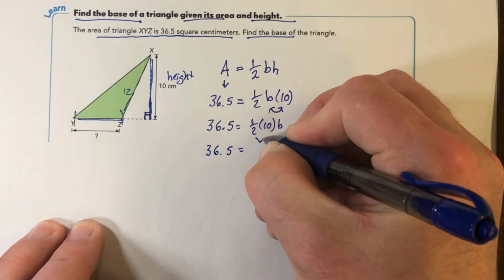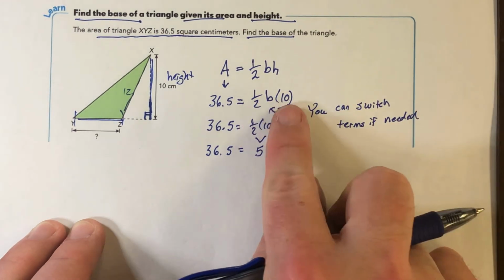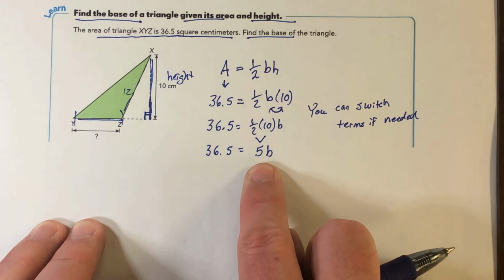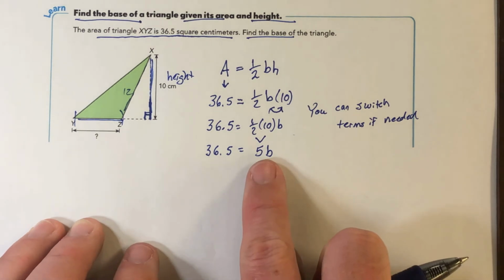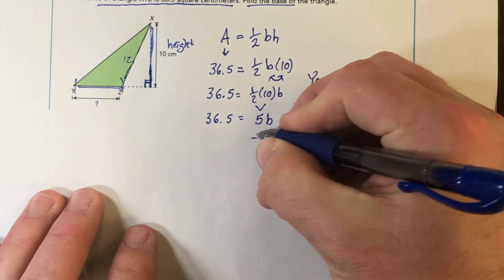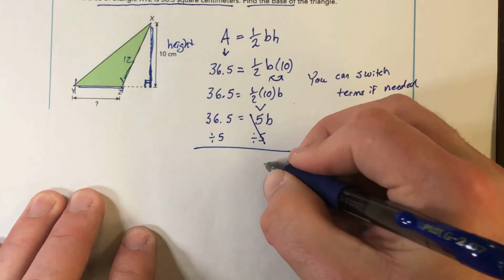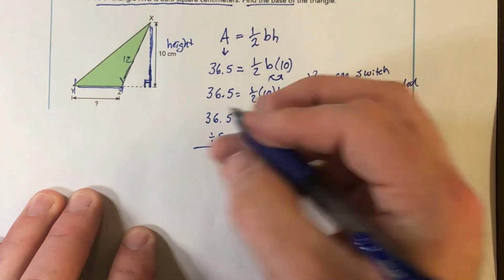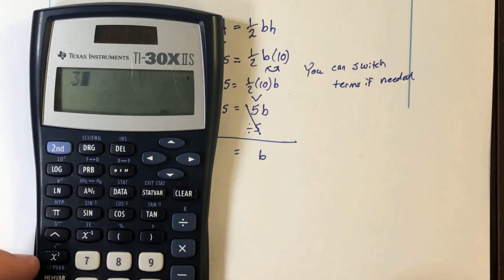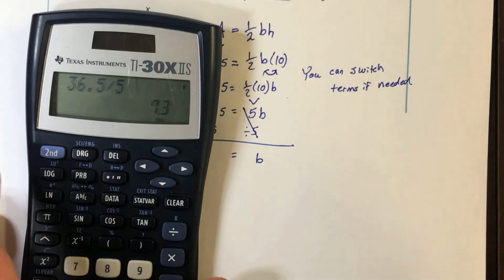36.5 equals, what's 1/2 times 10? 5. Bring down your B. So half of a B times 10, or 1/2 10B, is still going to be 5B. Okay, I now have a one-step equation. I need to get B by itself. It's being multiplied by 5, so the opposite is divide by 5 on both sides. Those cancel, leaving us with B. 36.5 divided by 5 is 7.3.